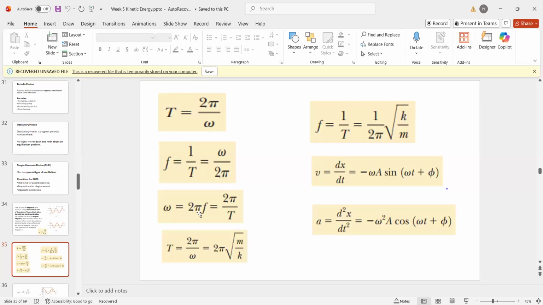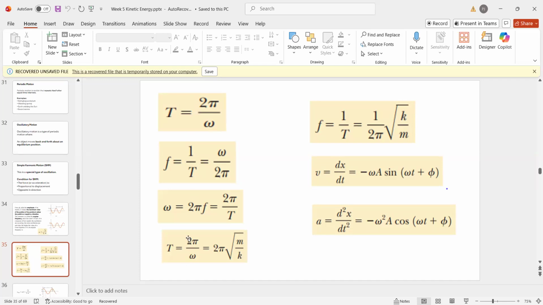So basically, when you understand that omega should be 2 pi f, and you know your f to be 1 over t, you should be able to manipulate any of these values given to you. That's how it's supposed to be. Let's say, for example, here we have 2 pi over t. So now, when you get to this level, 2 pi over omega, this is the t value.